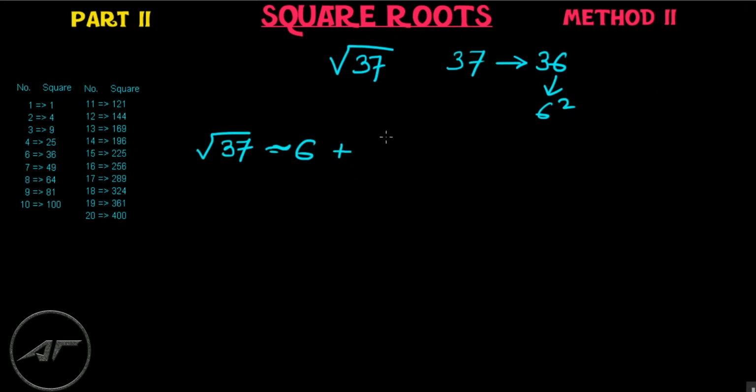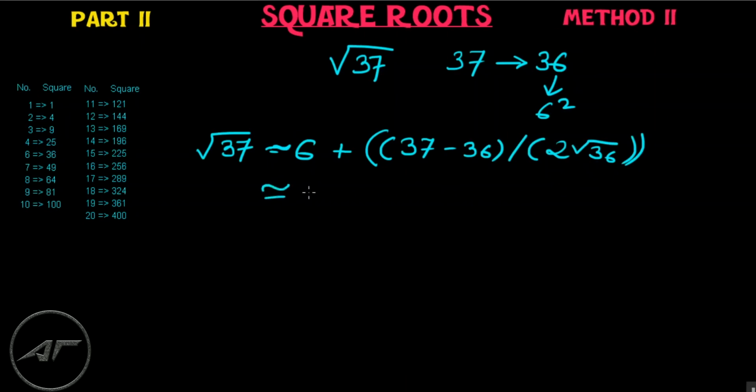6 plus (37 minus 36) by 2 into root of 36. Here what we are doing is, in order to find the square root of 37, we take the square root of the perfect square nearest to 37, add to it the number minus its nearest perfect square, divided by 2 into the square root of the perfect square nearest to the number. Fine, this is going to be the formula.